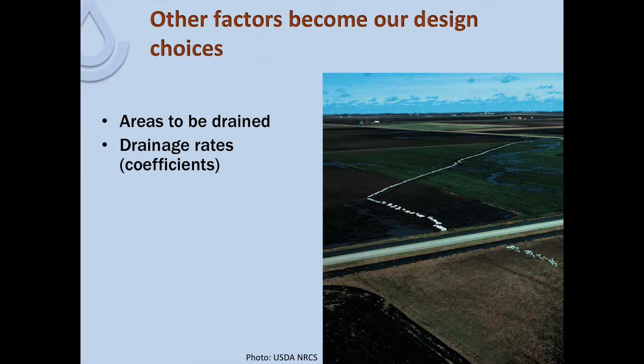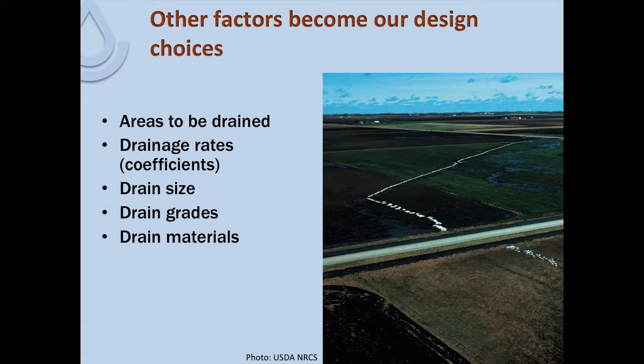The drainage rate or drainage coefficient, which is just a measure of the design capacity of the system, is going to be one of the key decisions we make, and we'll talk more about what that is. Drain sizes, we certainly can choose what size pipe we're going to use, what grade we're going to put those pipes on, the materials we're going to use. Again, most often that's perforated plastic pipe, but we can still make choices between single wall corrugated pipe, dual wall pipe, regular perforations, narrow slot perforations, sock, and so there's a number of decisions related to materials.